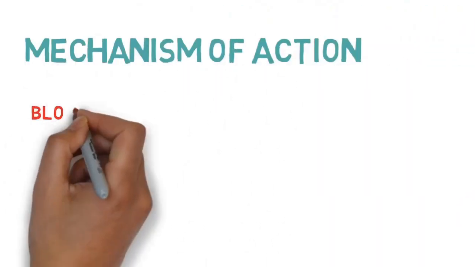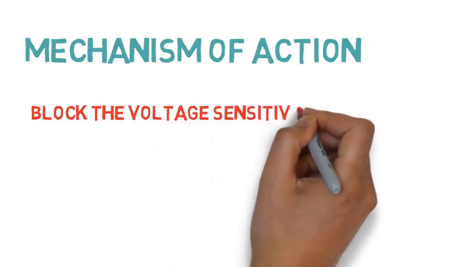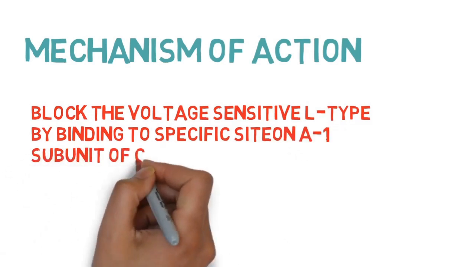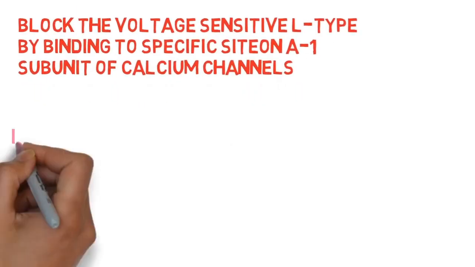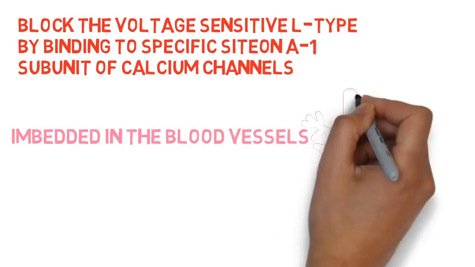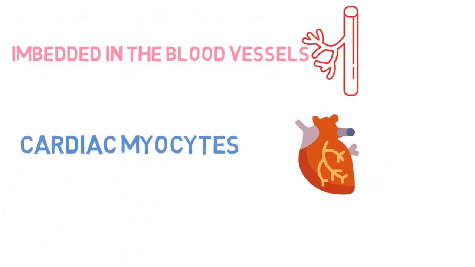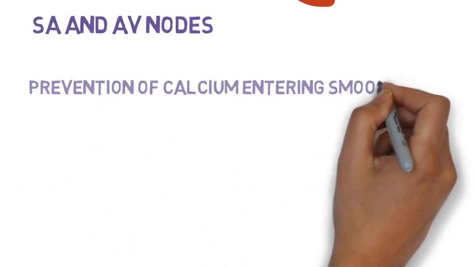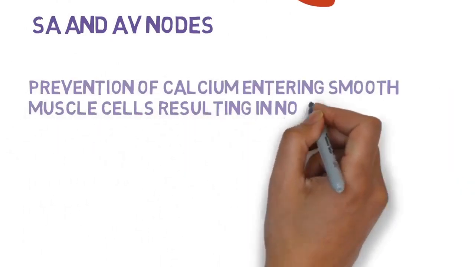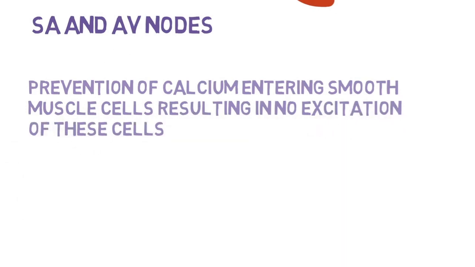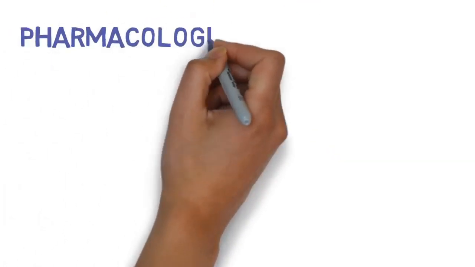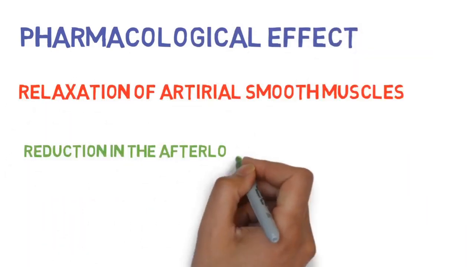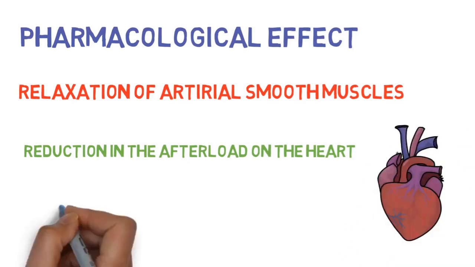After entering the bloodstream, calcium channel blockers block the voltage-sensitive L-type calcium channels by binding to specific sites on the A1 subunit of these channels, which are embedded on the smooth muscle cells of the blood vessels, cardiac myocytes, and cardiac nodal tissues. This blockage in turn will lead to prevention of calcium entering these cells, resulting in no excitation-contraction coupling reaction in the heart and vascular smooth muscles. The pharmacological results of that mechanism are relaxation of arterial smooth muscles, significant reduction in the afterload on the heart, and coronary vasodilation.